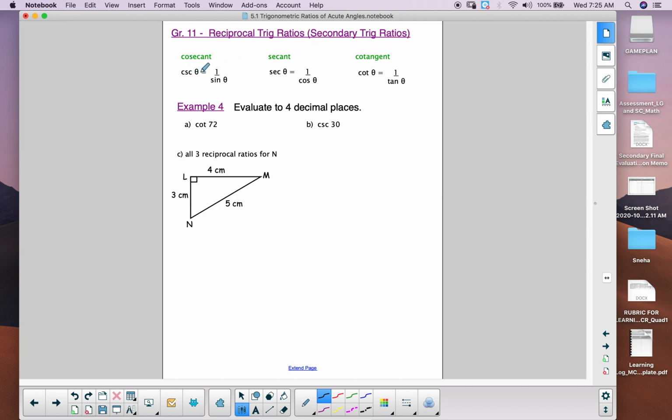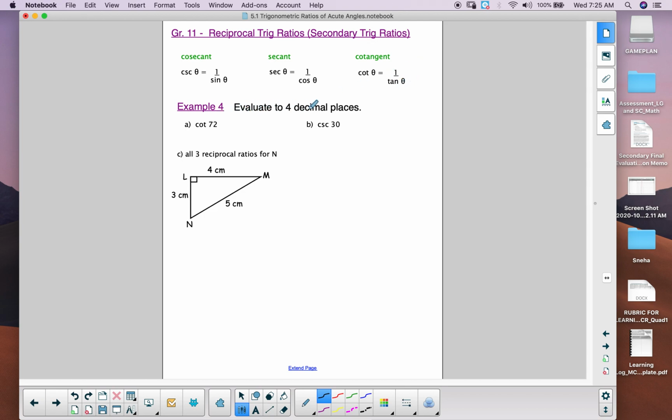So cosecant of an angle theta is simply the reciprocal of the sine ratio. It's 1 divided by sine theta. The secant of theta is the reciprocal of the cosine ratio. So secant theta is 1 over cos theta. And the cotangent, which is also called cot of angle theta, is the reciprocal of the tan ratio. So it is 1 divided by tan theta.